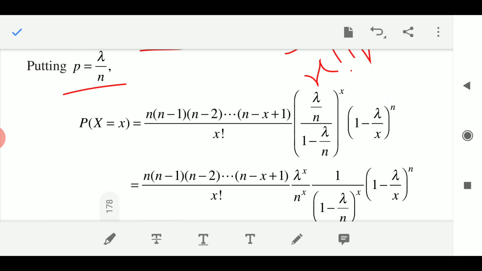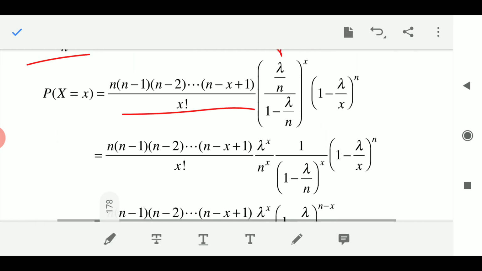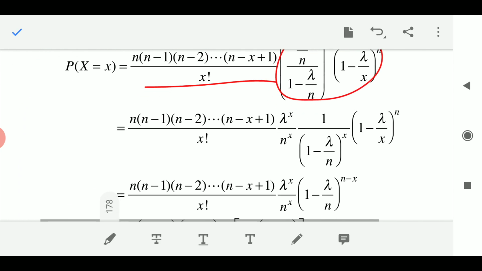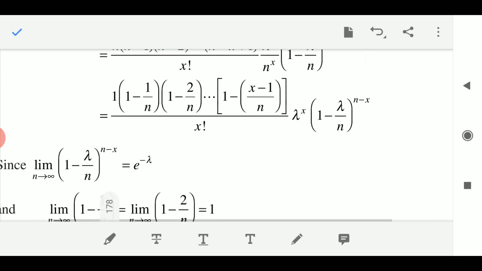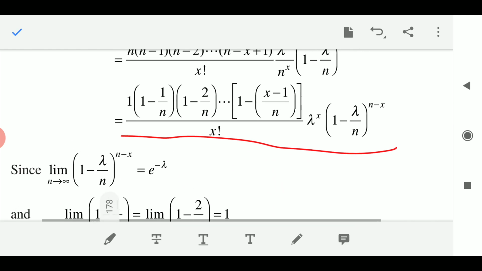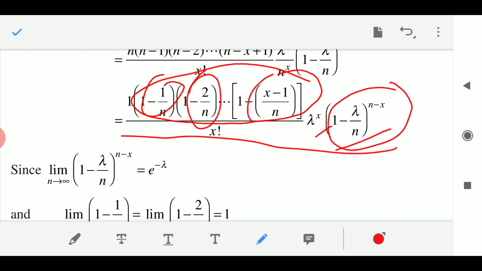Then it is just a matter of writing everything in terms of lambda by n, lambda by n, lambda by x. When you do so, you will come to one point. You just verify these steps. You will come to this point where you will have this particular term here, an infinite number of terms in multiplication upon x factorial, lambda to the power x into 1 minus lambda by n, this thing. Now I am worried about this term and these individual terms which are here.